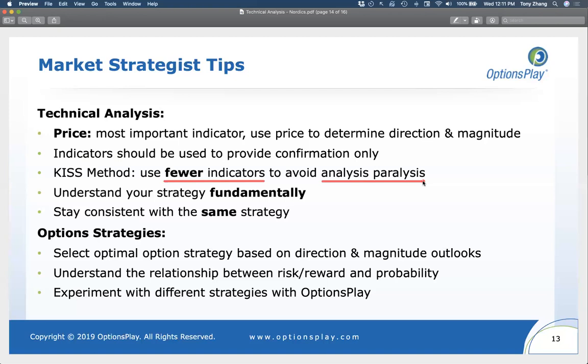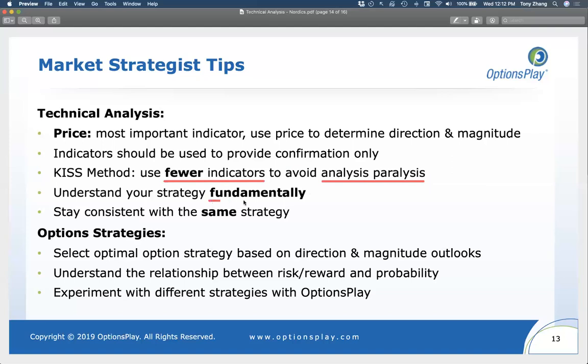So fewer indicators helps you avoid being in that analysis paralysis state where you're not sure whether you should get into a trade or stay in a trade. You don't want to be in that state. You want to always be sure, even though at the end of the day, nothing is a crystal ball. Nothing will be able to tell you the future, but you do want to be able to have confidence in the directional views that you have.